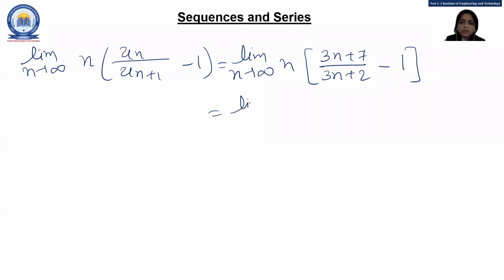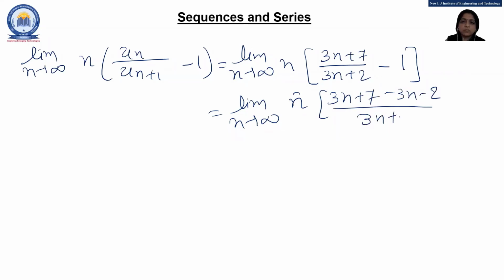So after simplification, we have limit n tends to infinity, this one is L. Here 3n plus 7 minus 3n minus 2 upon 3n plus 2. So both 3n will be cancelled. 7 minus 2 is 5, 5 into n. So limit n tends to infinity 5n upon 3n plus 2.